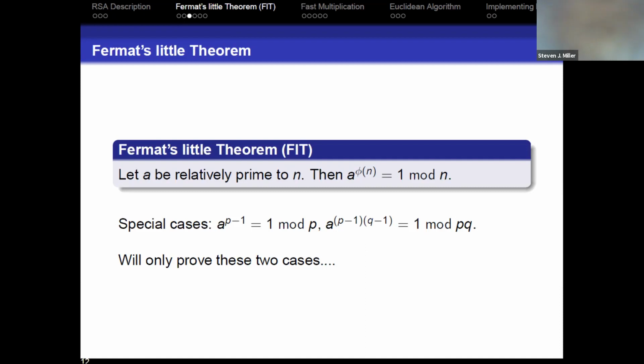So it's clear that I have to have A and n relatively prime. The special cases for us is if we take n to be a prime, we get A to the p minus 1 is 1. And if n is the product of two distinct primes, we get A to the p minus 1 times q minus 1 is 1 mod pq.